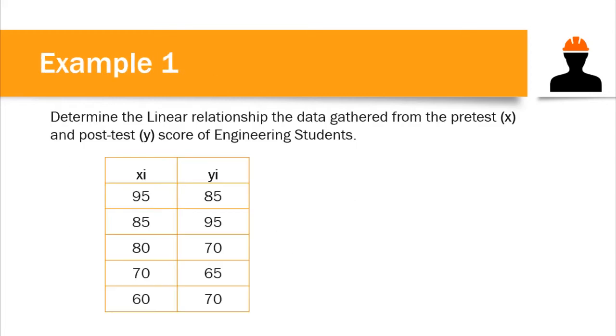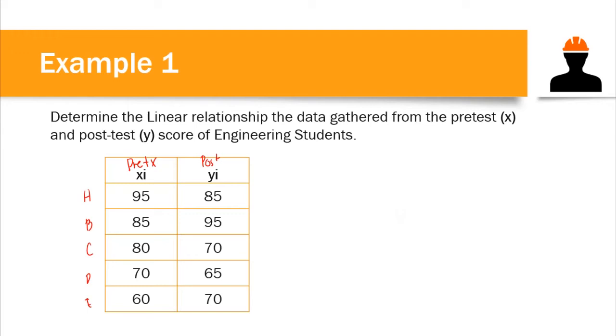So let's try to solve a problem. I have this problem here. Determine the linear relationship of the data gathered from the pretest. This is the score for the pretest, these x values here, and the score for the post-test. Let's say this is person A, person B, C, D, and E. So these are their scores.